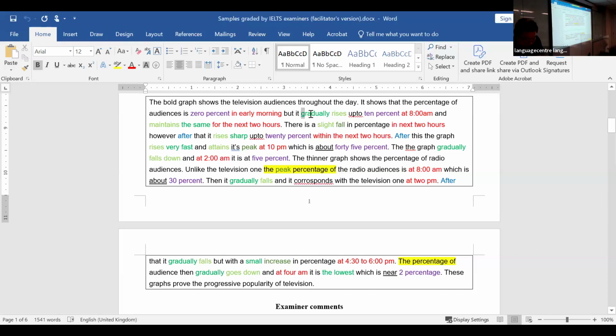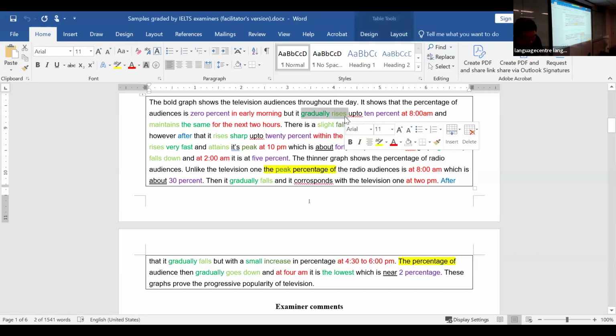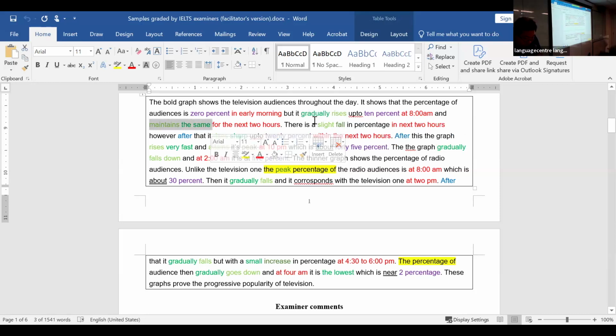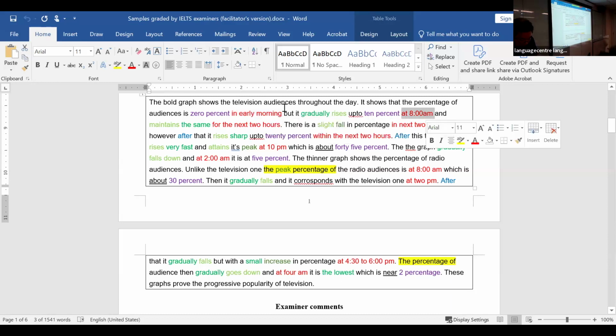You can see some language of comparisons: gradually rises, maintain the same, a slight fall. These are some examples of language of comparison, right? You can also see what we call time markers: in early morning, at 8 a.m., for the next 2 hours.